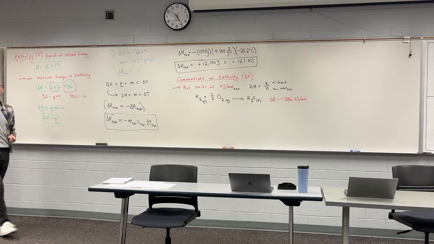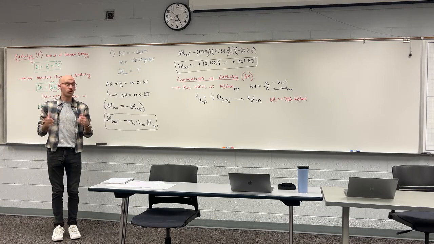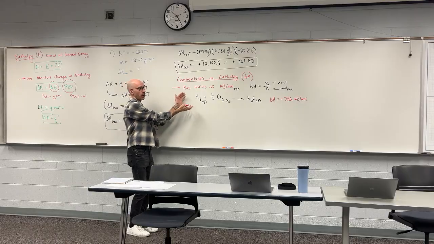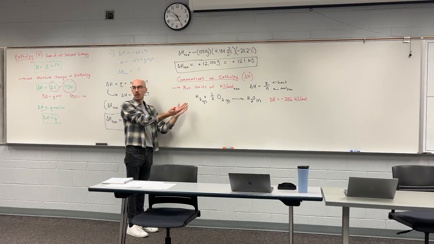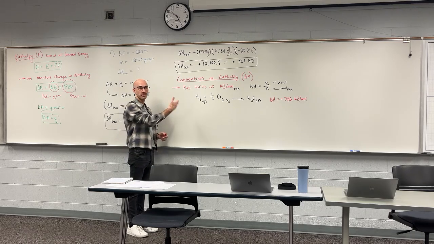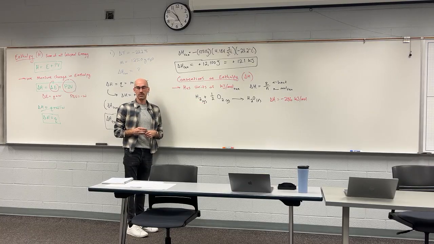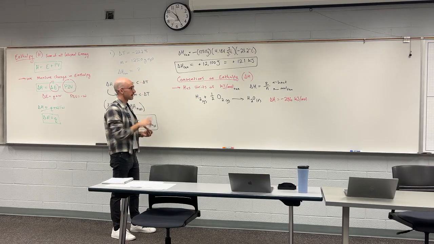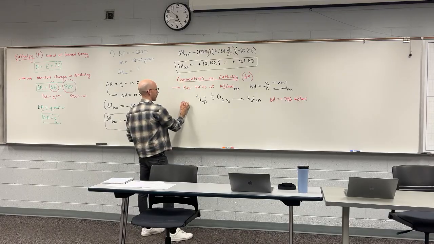Sometimes it's not explicitly saying kilojoules per mole, but it's assumed. If this gives off 286 kilojoules, then that's 1 mole of the reaction giving off 286 kilojoules. That's 286 kilojoules per mole of this reaction. That means that this is an extensive property.